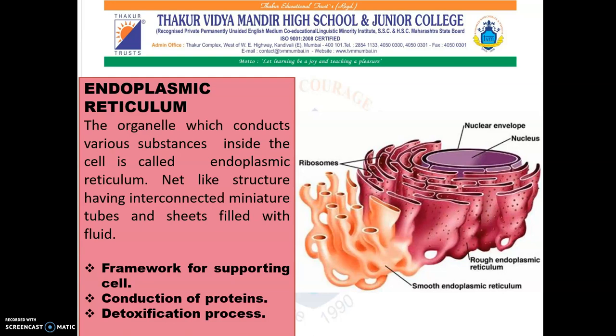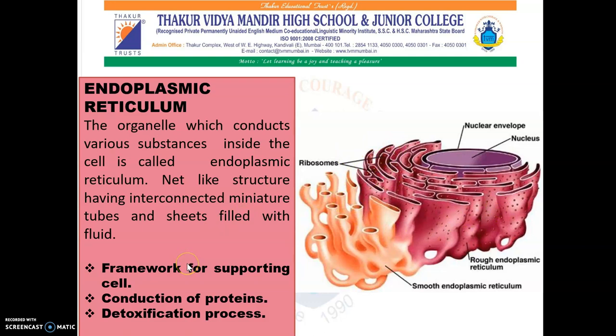Endoplasmic reticulum has a net-like structure consisting of interconnected miniature tubes and sheets filled with fluid. It is connected to the nucleus from inside and to the plasma membrane from outside. It has ribosome granules on its outer surface.